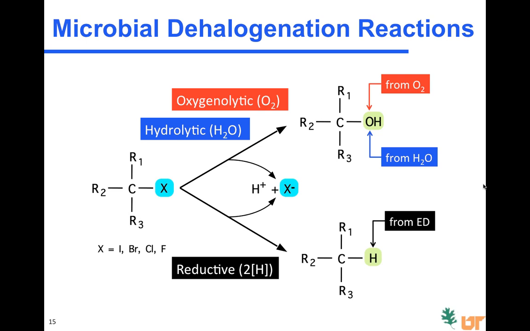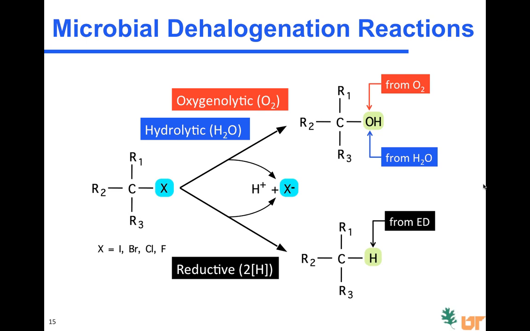You also have a third possibility, shown at the bottom, where the halogen substituent is replaced with a hydrogen. This is called reductive dechlorination. It typically occurs only under anoxic conditions. And in order to perform reductive dechlorination, you need an electron donor, ED. So you need an electron donor to accomplish this type of reaction.